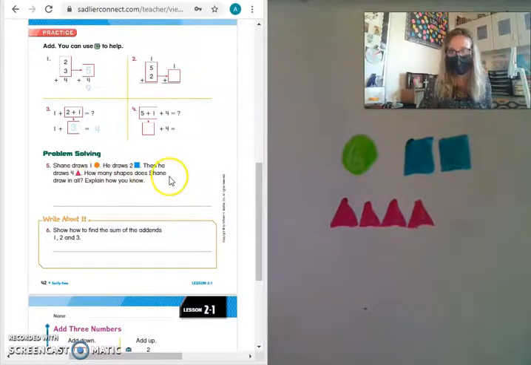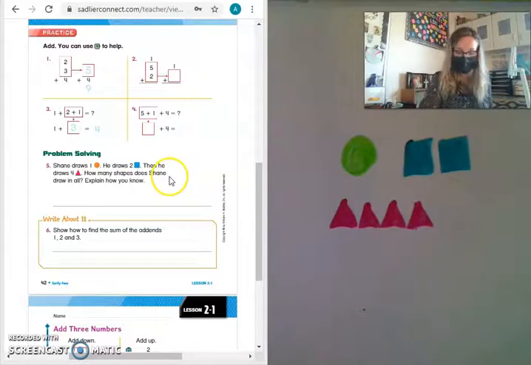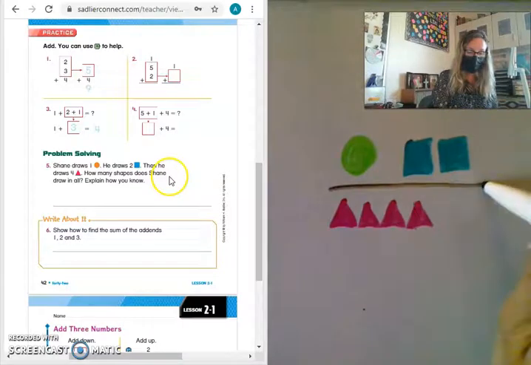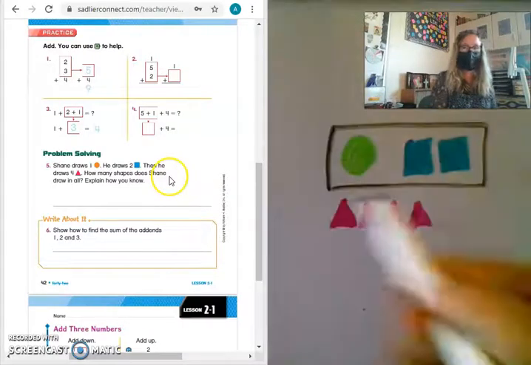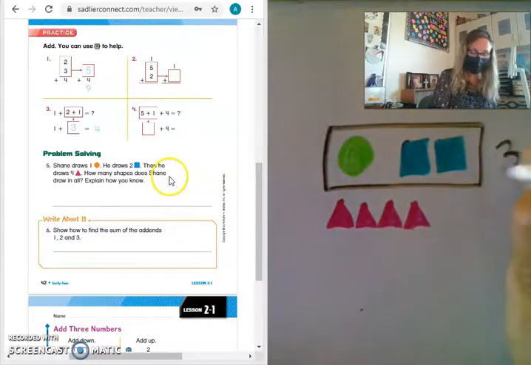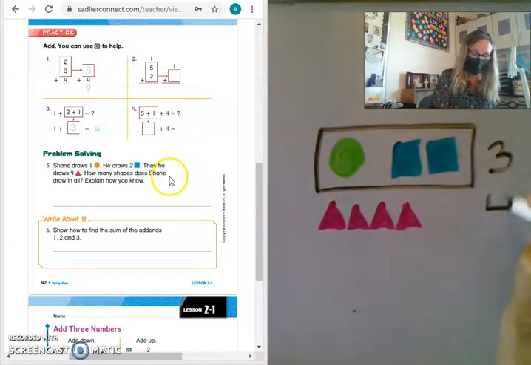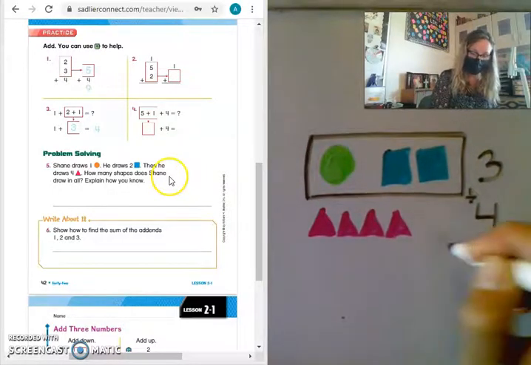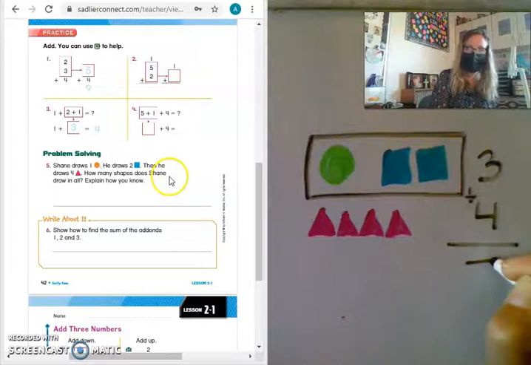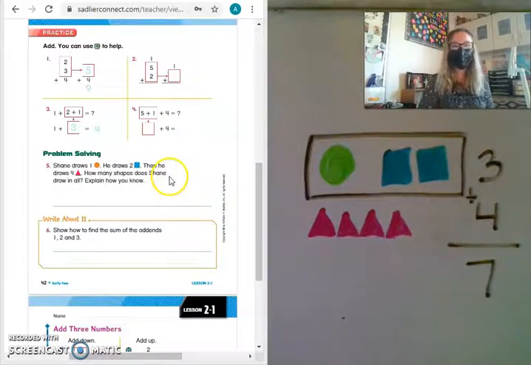Explain how you know. Well, if I take those ones together, I know right away there's 3, right? And then if I add in my 4 triangles, what's 3 plus 4, everyone? 7. So how many shapes did he draw all together? 7. And we know that because we grouped together our 1 and our 2 first, and then we added in our 4. Okay?